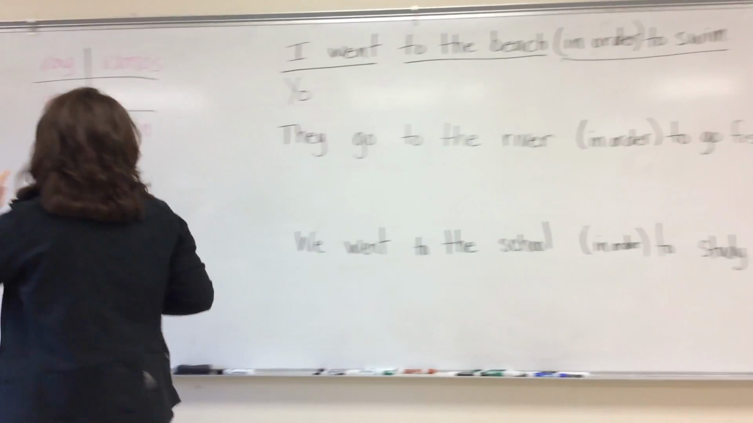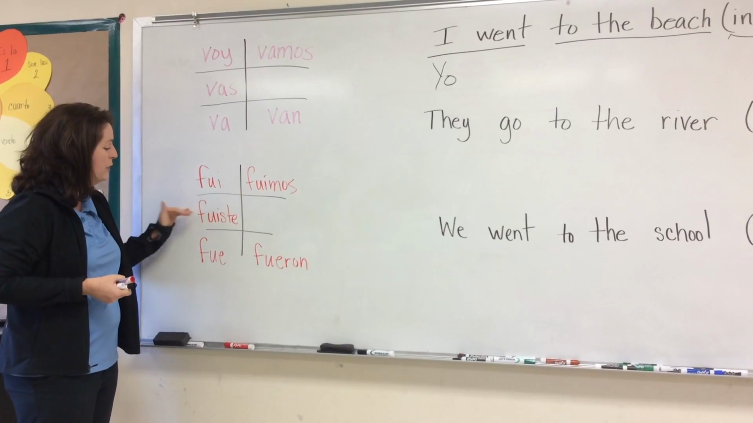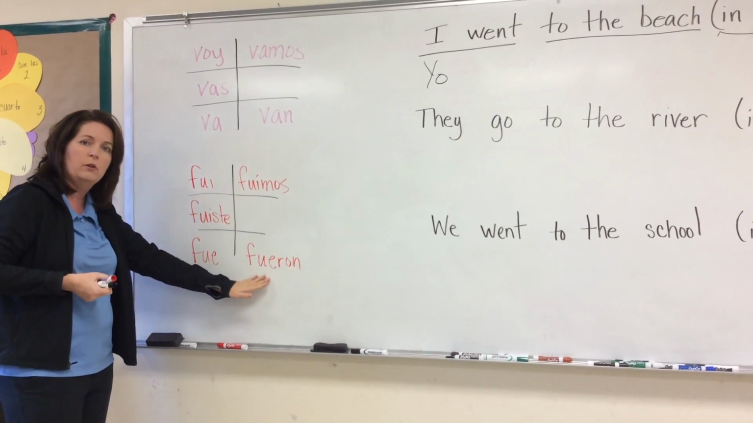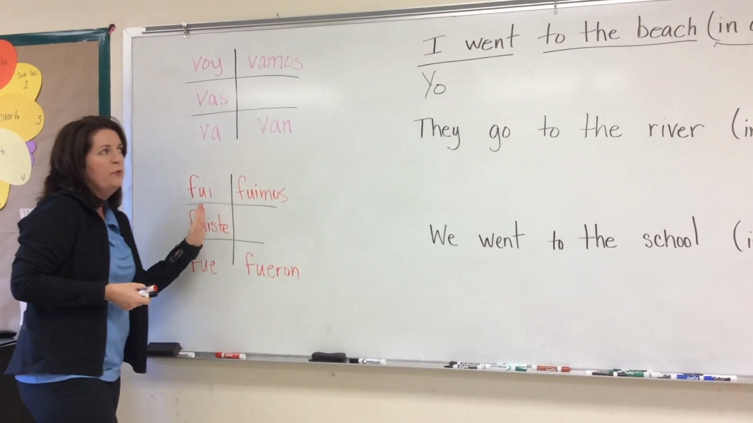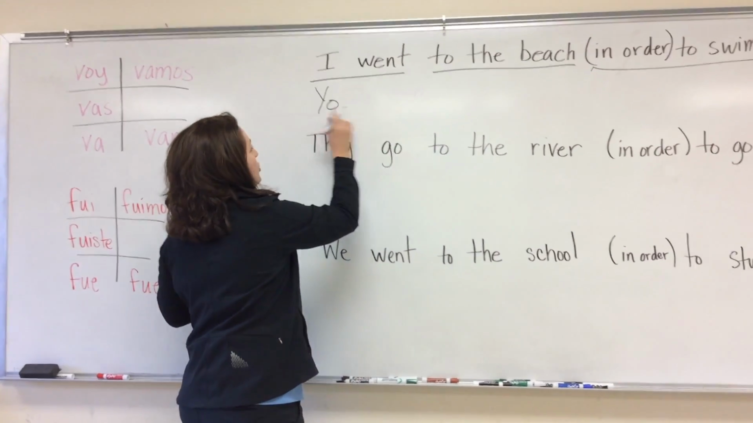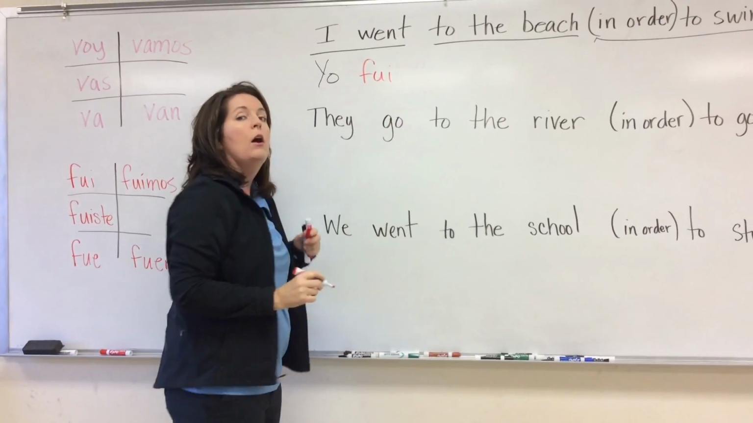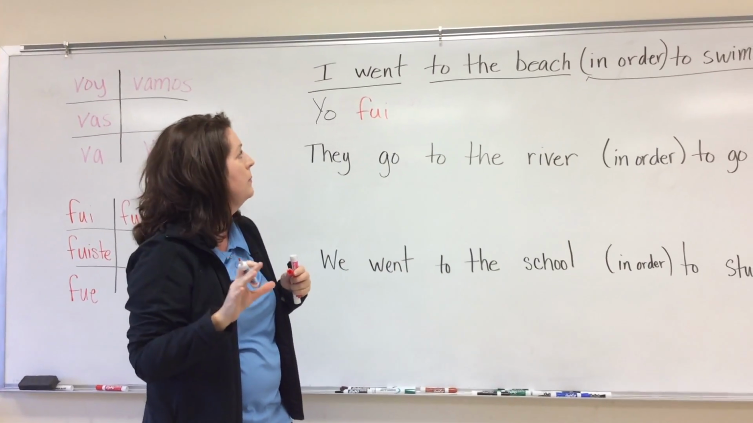Follow me right here. Go through the 5 forms of went. Fui, fuiste, fue, fuimos, fueron. These are all your options for went. So all I do, and I like the color code, then I choose the one that goes with yo. Yo fui. Hopefully you almost have those memorized.